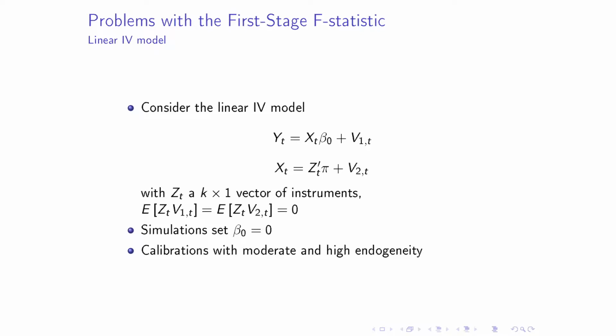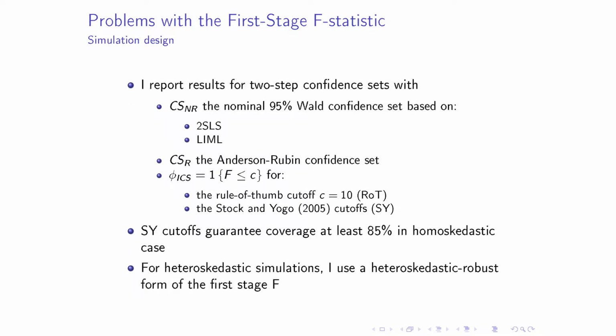I'll report the simulated coverage of two-step confidence sets, where I'll take the non-robust confidence set, that is the confidence set I'll use when I think identification is strong, to be either a two-stage least squares or LIML confidence set. And I'll take the robust confidence set to be Anderson-Rubin.